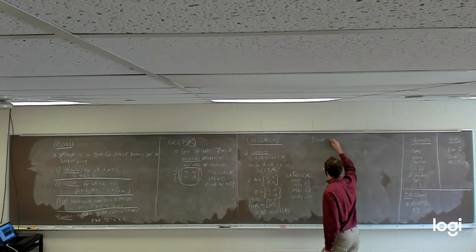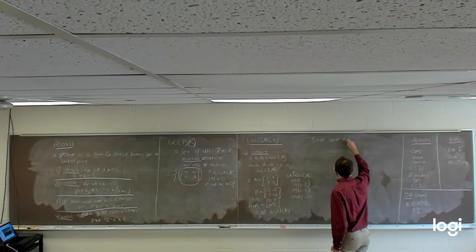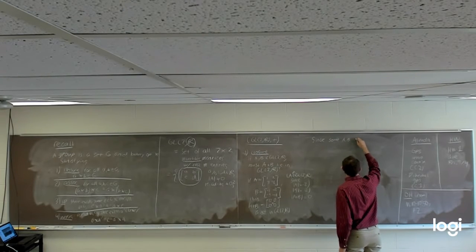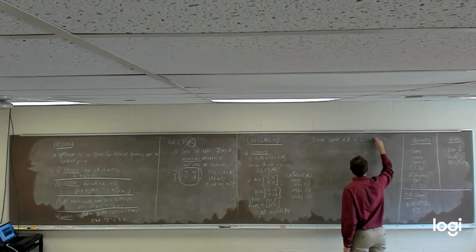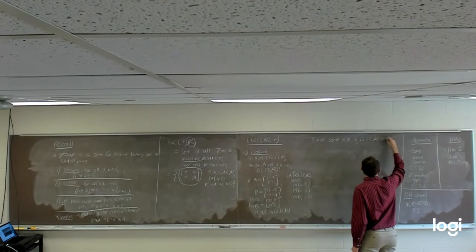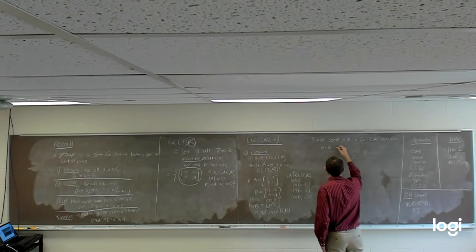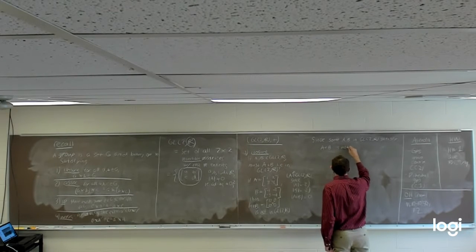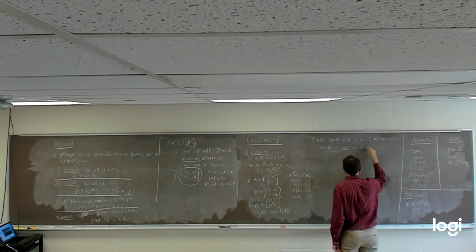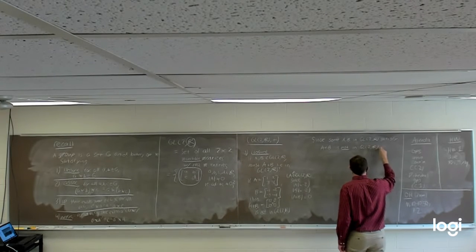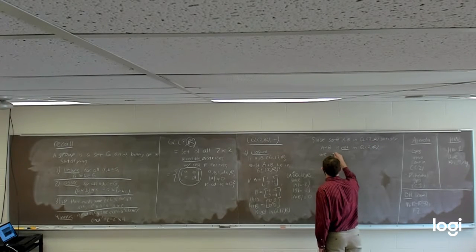So we can say that since A and B in GL2R satisfy that their sum is not in GL2R, we do not have closure, and thus no.